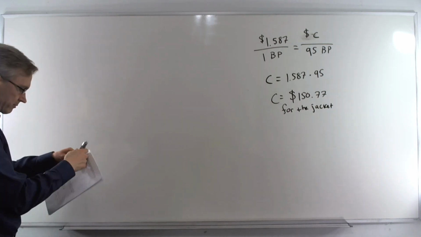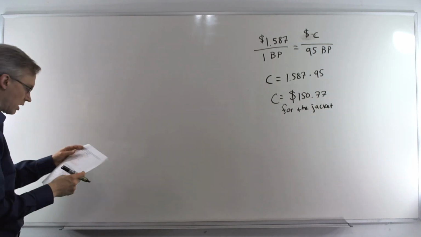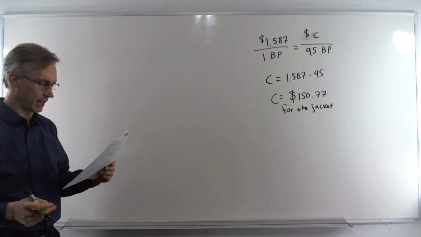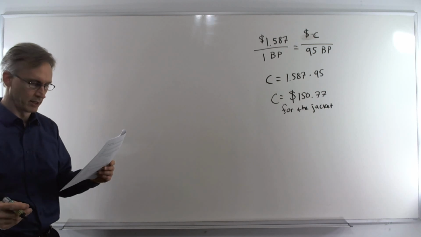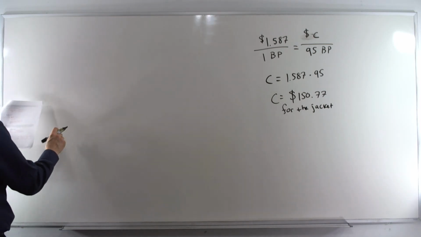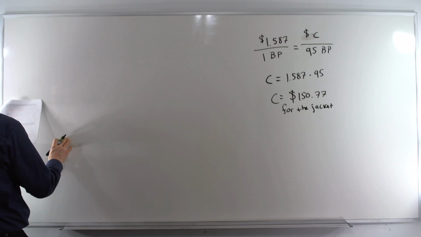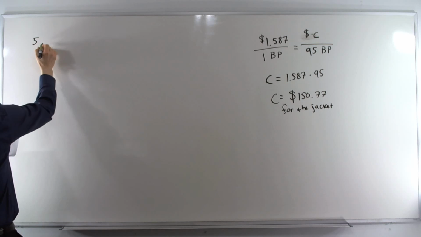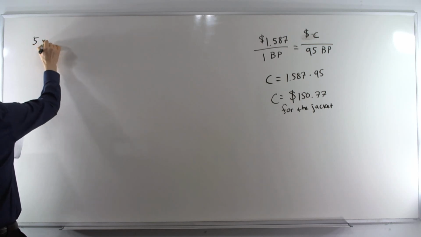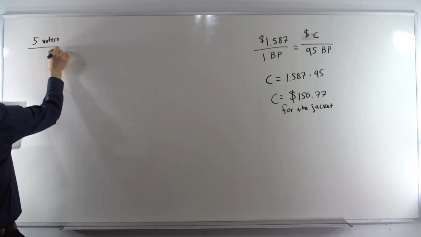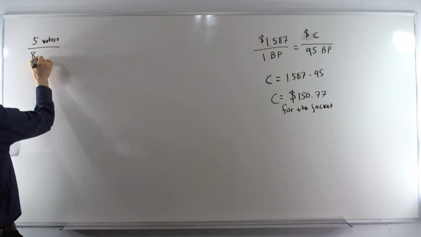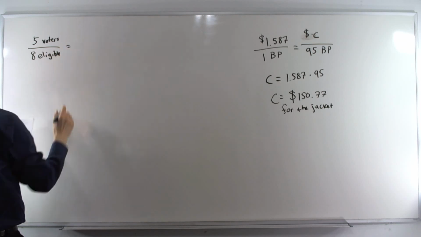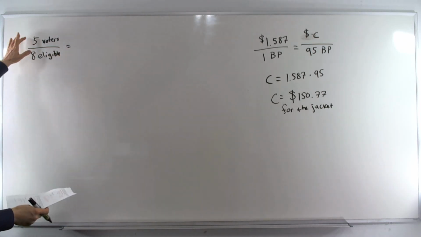Next example is about poll workers. To ensure that there are enough poll workers, an election commission conducts a survey to estimate how many people will vote in the next election. The pre-election survey shows that 5 out of 8 eligible voters plan to vote. So there's our rate, 5 voters out of 8 eligible.